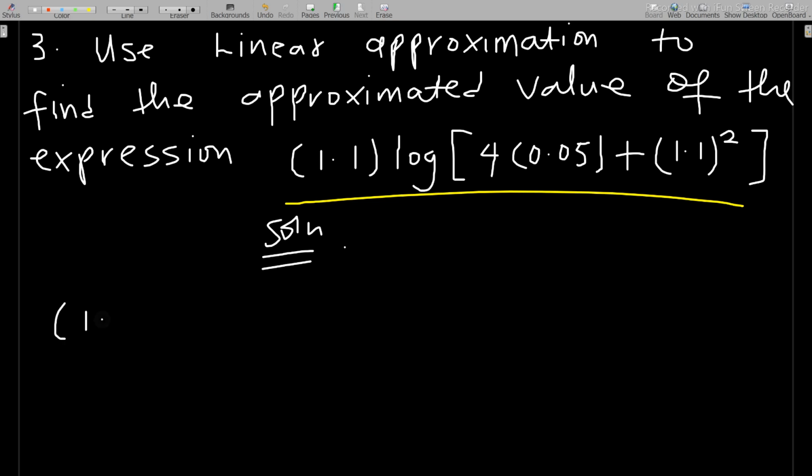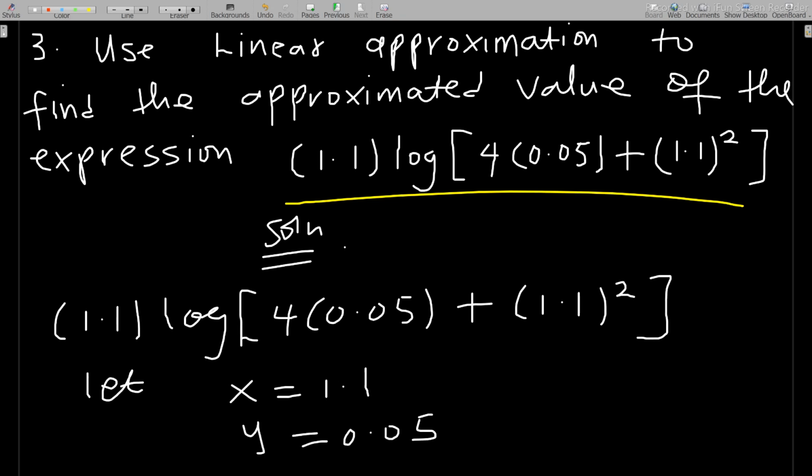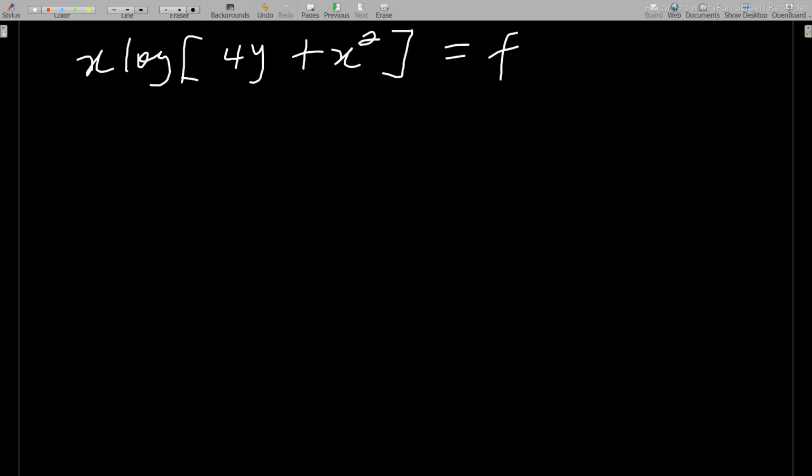Since we have this expression, 1.1 log of 4 times 0.05 plus 1.1 squared, you can see that 1.1 is here, 1.1 is here, and there's a 0.05 here. The numbers are repeating, the 1.1, and 4 is multiplying something as well. So you can choose to call some of the numbers x and y. Any way you do it, it will work. So let x be equal to 1.1 and y be equal to 0.05. In that case, we'll have a function as this: x log of 4y plus x squared. Then we'll call this our f of x, y.